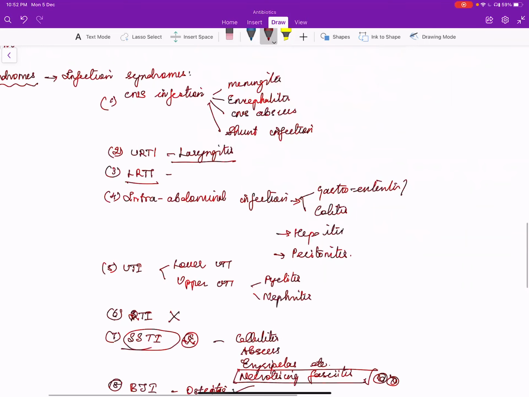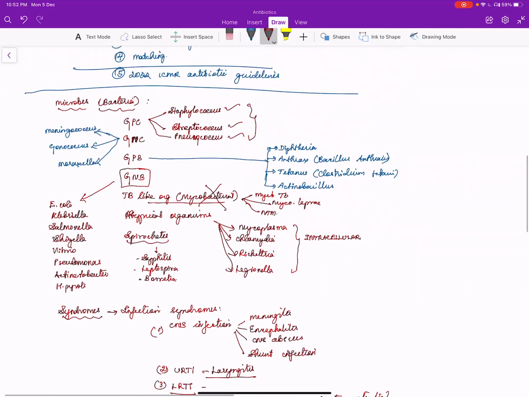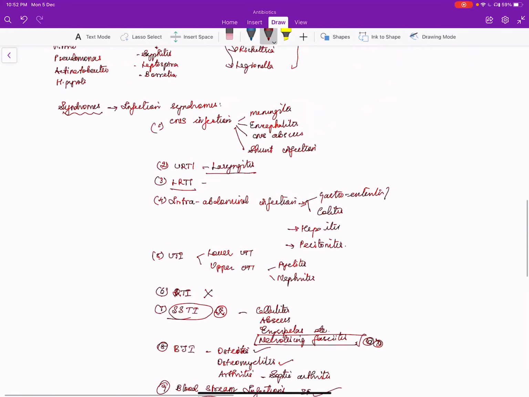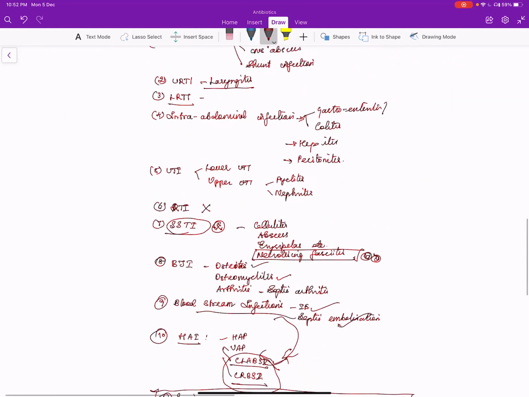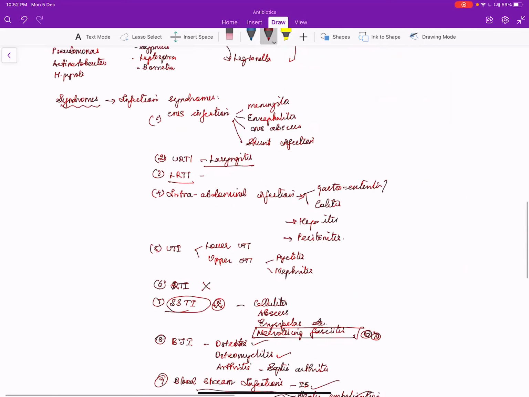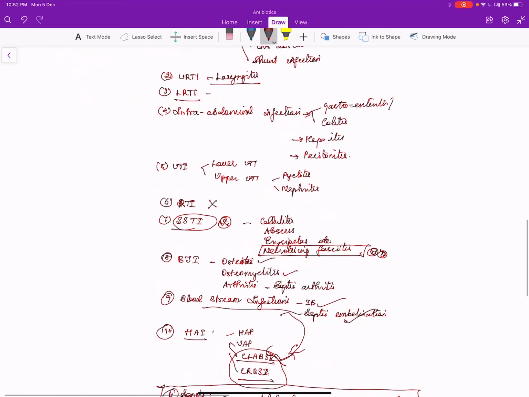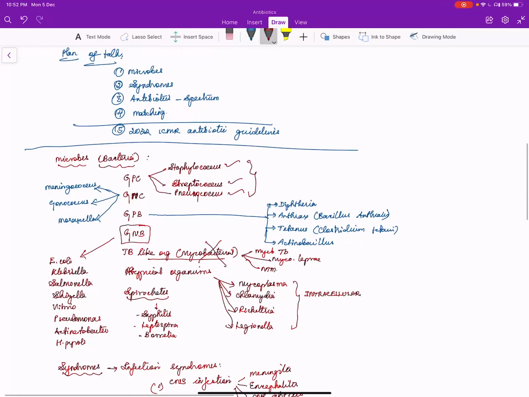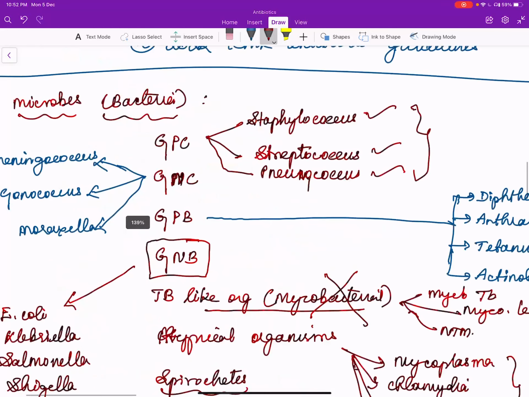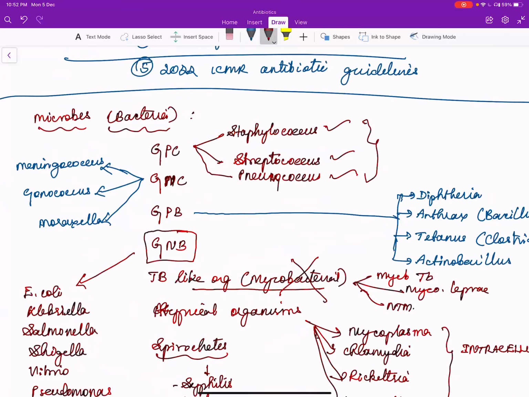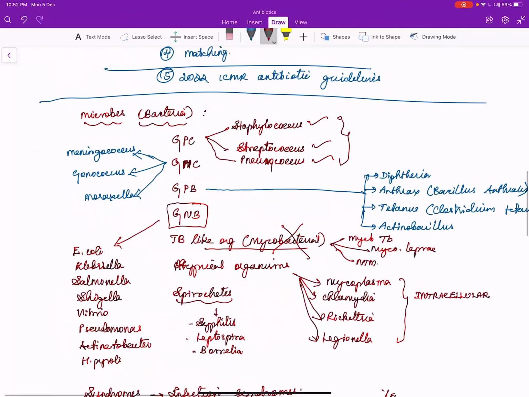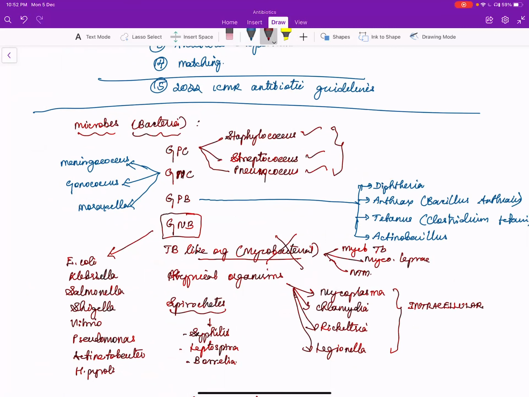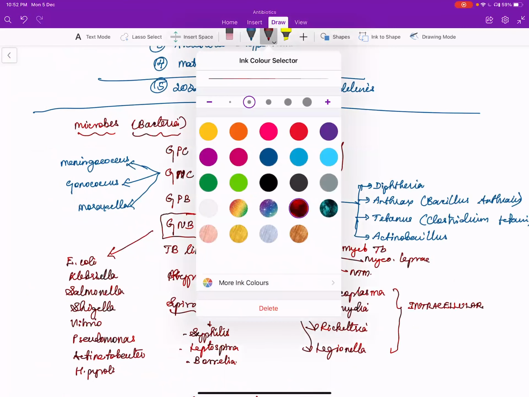So first you understood the overall classification of microbes. Then I told you about the possible infection syndromes you can classify under. Any doubt till now? Now I am going to tell you which organism is going to cause which syndrome.